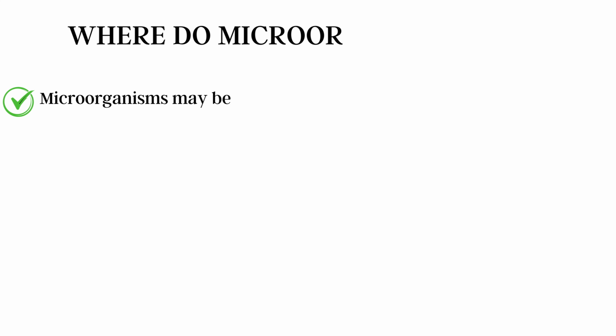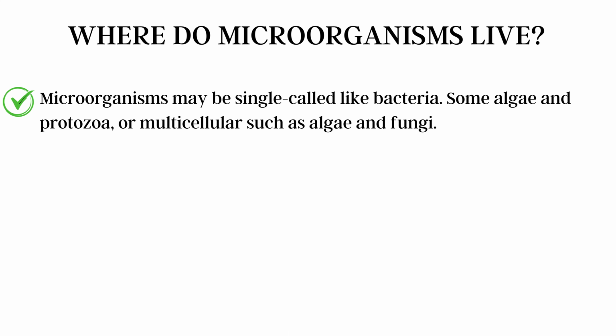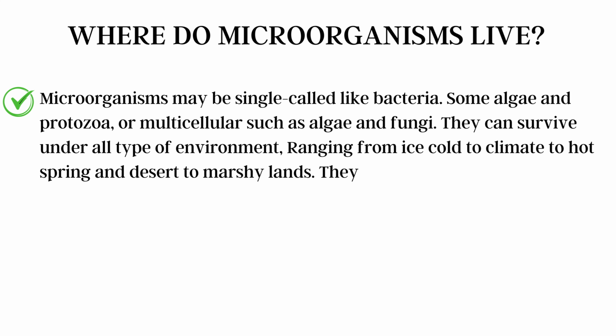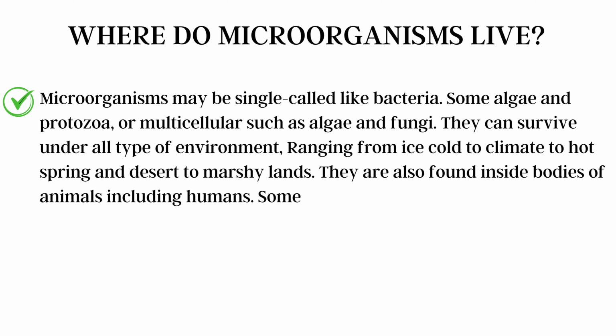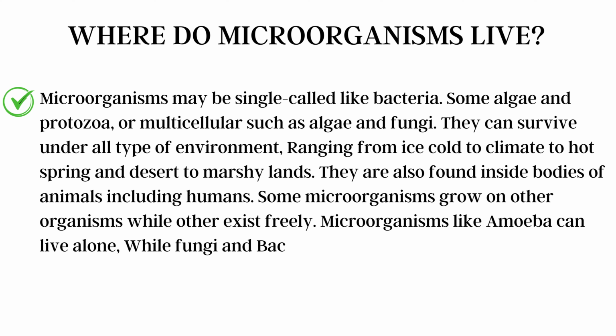Where do microorganisms live? Microorganisms may be single-celled, like bacteria, some algae and protozoan, or multicellular such as algae or fungi. They can survive under all type of environment, ranging from ice cold climate to hot springs, and desert to marshy land. They are also found inside bodies of animals, including humans. Some microorganisms grow on other organisms, while others exist freely. Microorganisms like amoeba can live alone, while fungi and bacteria may live in colonies.